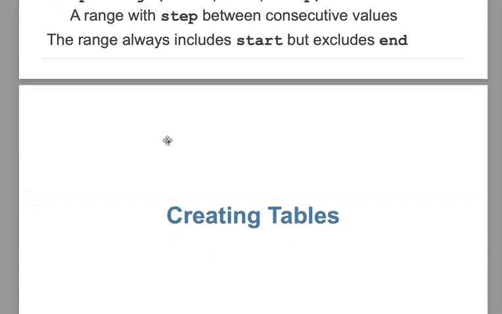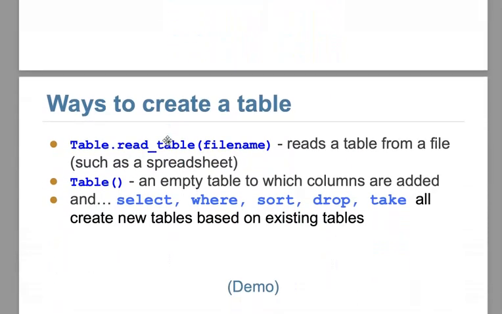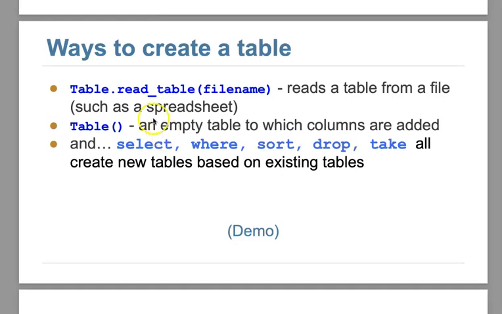The next topic we will talk about is creating tables. We will show you 2 different ways to create a table. The first one you already saw. After we import the data science package, we use Table.read_table, passing a text file name. Remember we created the NBA table. So you can read a table from a file, which is actually a spreadsheet. The file extension is CSV, so it is kind of an Excel file, but a plain text one.